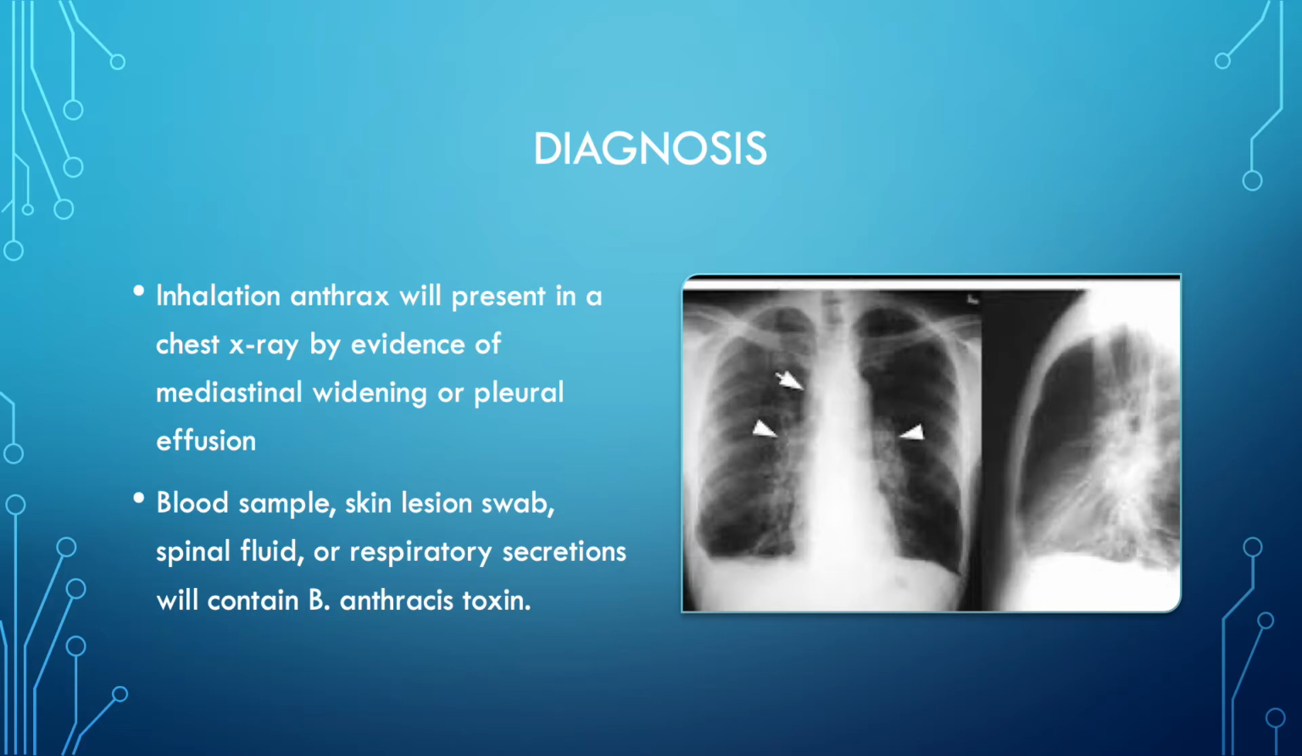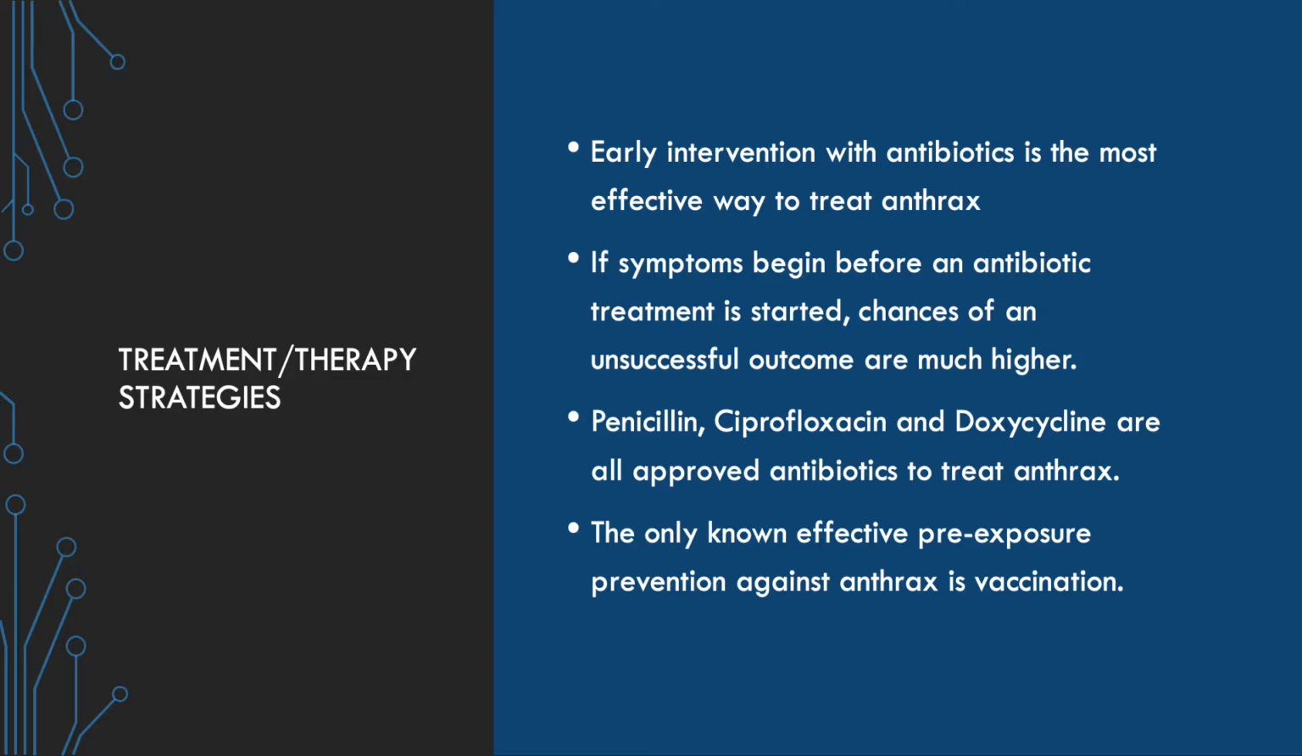Other than this, the only ways to confirm an anthrax diagnosis are by measuring antibodies or toxin in the blood or testing directly for Bacillus anthracis in a blood sample, skin lesion swab, spinal fluid, or respiratory secretions. Antibiotics are the main source of treatment for anthrax, and it's extremely important that individuals who have been exposed to the pathogen begin treatment immediately, before symptoms begin. If symptoms begin before starting an antibiotic, there is a much larger likelihood that treatment will be unsuccessful.